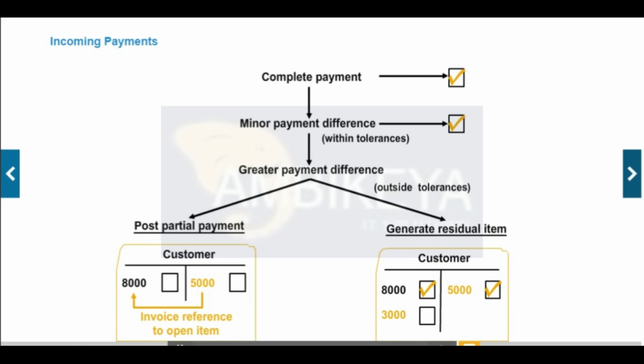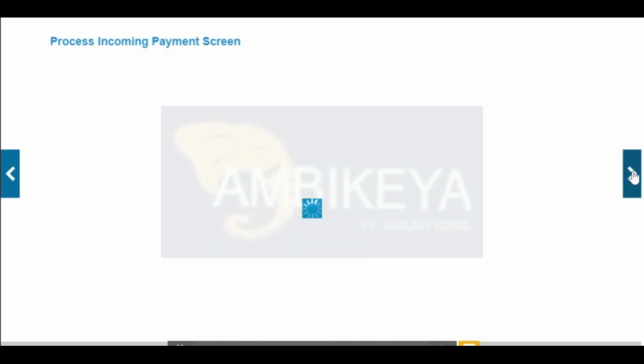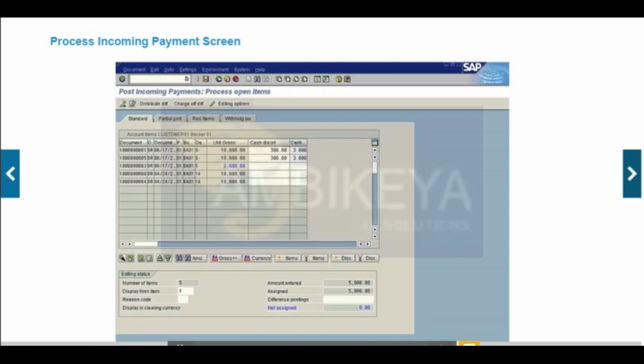The two methods of posting payment differences are partial payment: the item being short paid does not clear. A new open item in the amount of the payment is created on the credit side. This credit entry shows up right above the open item being paid and it references the open item being short paid. Residual item: the open invoice is cleared and a new open item, that is, a residual item, in the amount of the payment difference is created. This figure shows the process incoming payment screen.